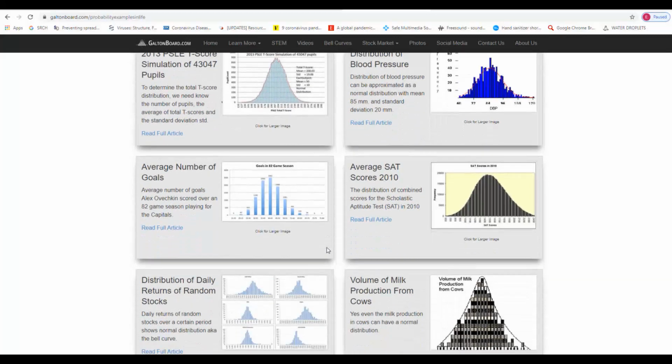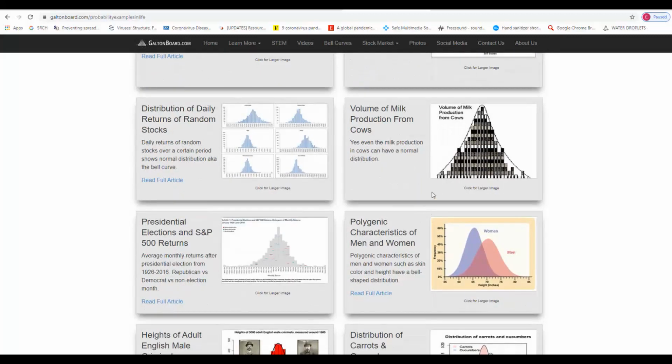Again, read the article. Average number of hockey goals of one particular player named Alex Ovechkin. Did you ever hear of him? Not me, but anyhow, he's very symmetrical. He's normal. Average SAT scores in 2010. That's really normally distributed. And that looks like it might have been a very, very large sample, because I'm seeing, on the frequency scale on the left here, 5,000, 10,000, 15,000, 20,000. So this probably represents millions of SAT scores. Read the article. And so forth and so on.